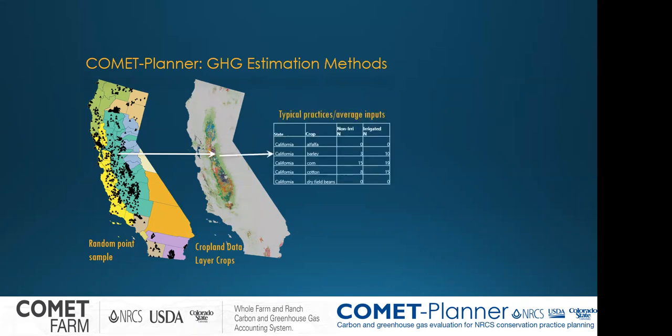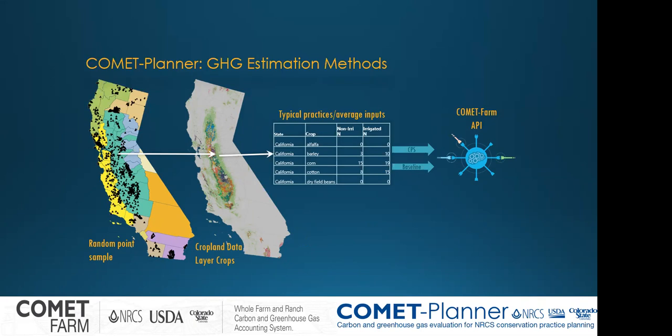And then, for the particular regions, we supplement that with information on what the typical management systems are for those crops, based on things like ERS ARMS surveys, et cetera. So we essentially build up what both the baseline and the conservation practice standard management is, and then those model inputs get run through the COMET API.